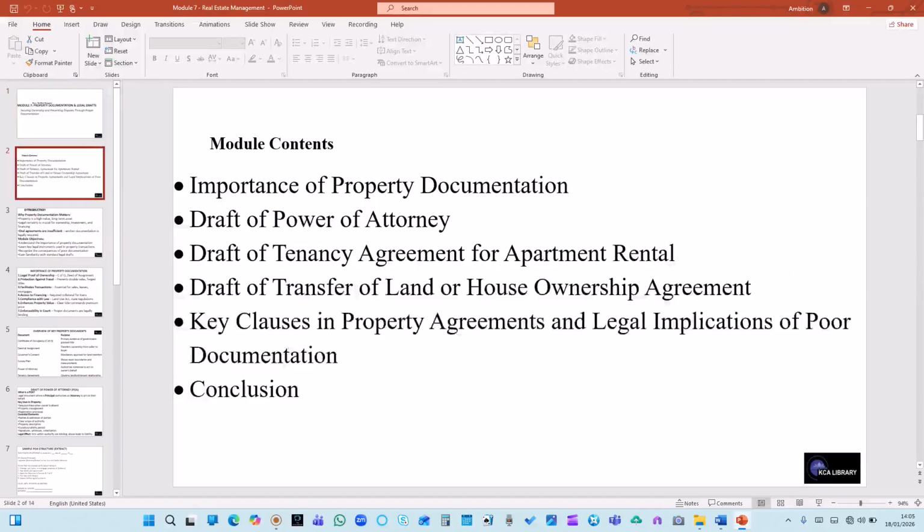The module contents include importance of property documentation, draft of power of attorney, draft of tenancy agreement for apartment renters, draft of transfer of land or house ownership agreement, then key clauses in property agreement and legal implication of poor documentation before we draw our conclusion.